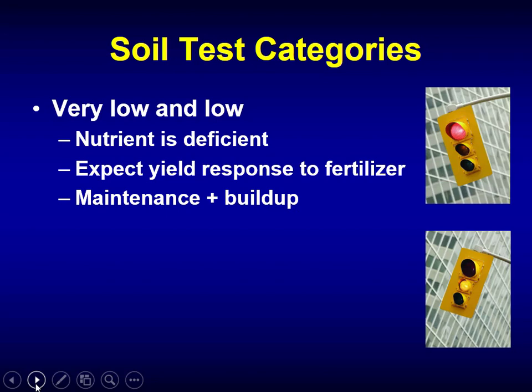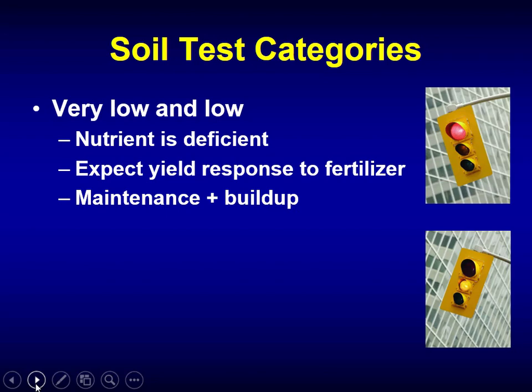So when we make a fertilizer recommendation, we put maintenance on. That's what you need to maintain where you're at. And then we also put a buildup on. Now, depending on the soil lab you go to, how they make that buildup recommendation will be different. Generally speaking, private labs tend to be more aggressive with the buildup. State universities tend to be a little more conservative with the buildup. So that means they recommend a little bit less fertilizer overall, so it's going to take longer to build it up than a private lab recommendation.